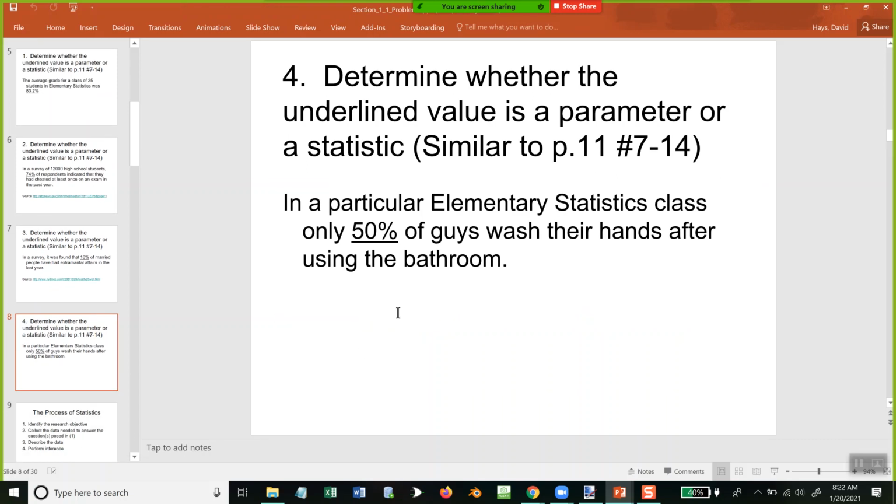Now, I made this problem up, and this is why I go with the textbook almost exclusively for problems. I don't try and make them up, because I'm not very good at it. In a particular elementary stats class, only 50% of guys wash their hands after using the bathroom. What would you say that is?